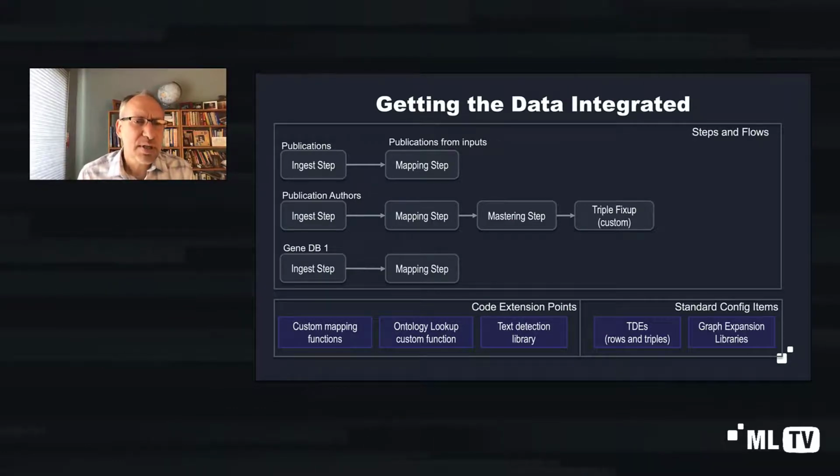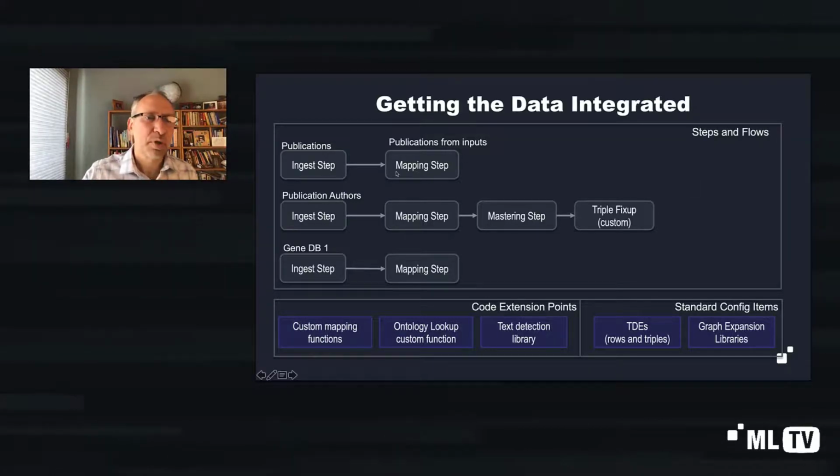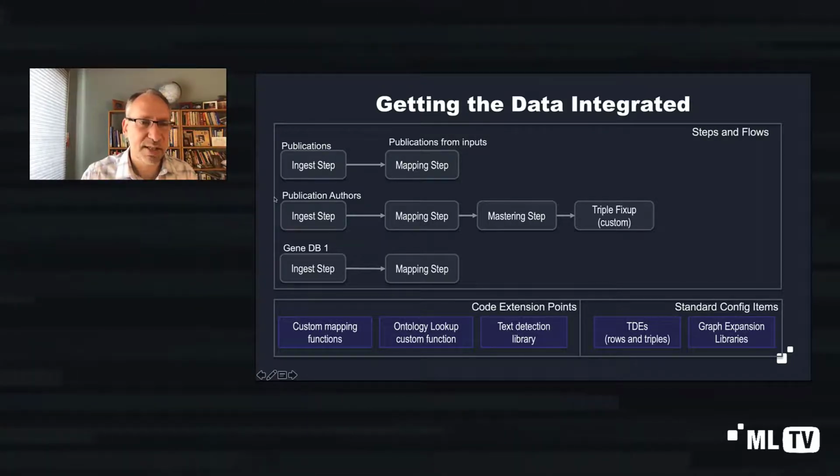So here is our example application and some of the real data formats that we deal with. Here are publications. We ingest them, map them, and turn them into a standard publication. We have PubMed, and we also have some things in JSON from the coronavirus data sets. The publications also have authors in them, so we actually share the ingest with the main publications, but then we map those to the author format.